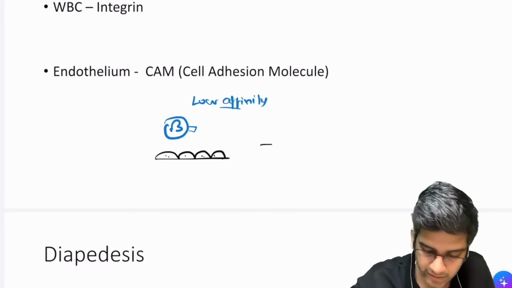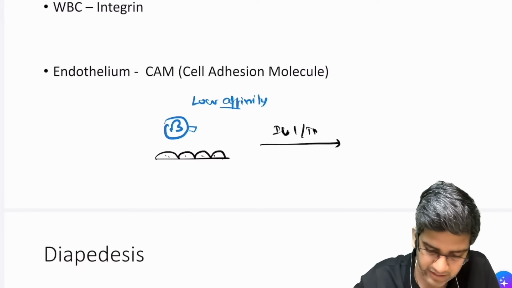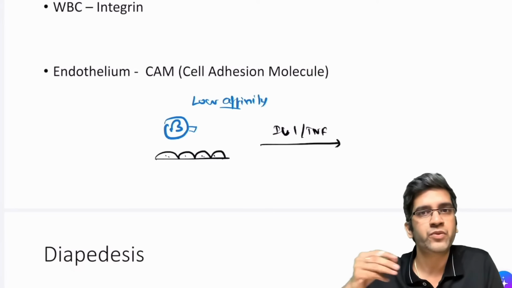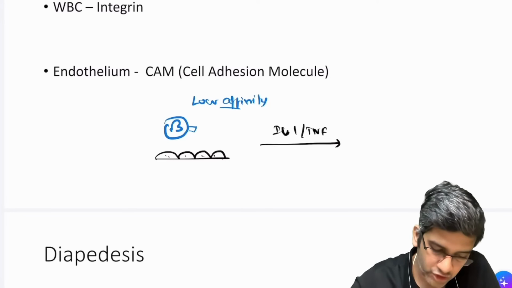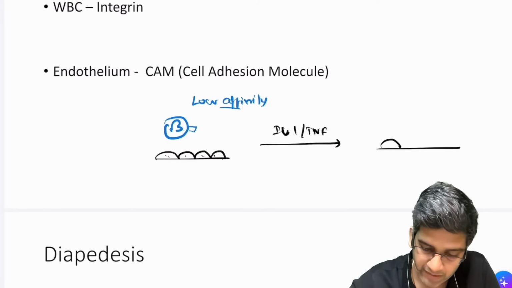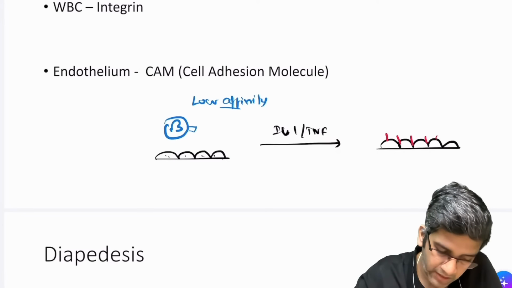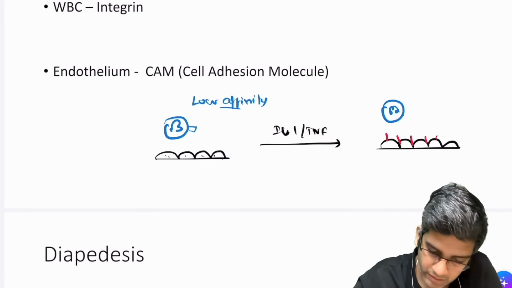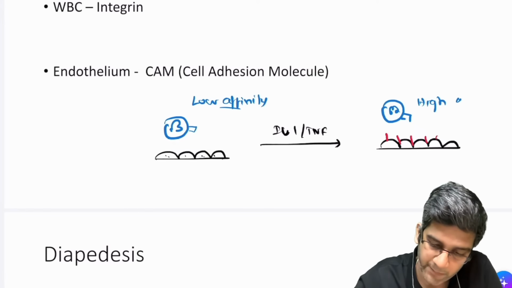The same interleukins due to inflammation, I can say interleukin 1, TNF, interleukin 8, whatever it is. Whenever the inflammatory mediators are more, what happens? This will change the WBC's integrin into a high affinity state. I'll have CAMs here, cell adhesion molecules, and now the integrin becomes a little bit stronger, a high affinity state.